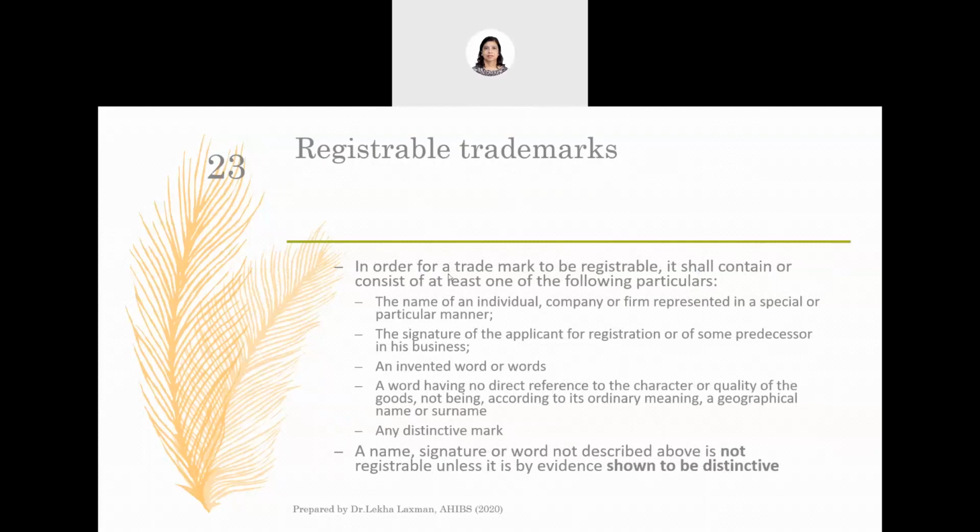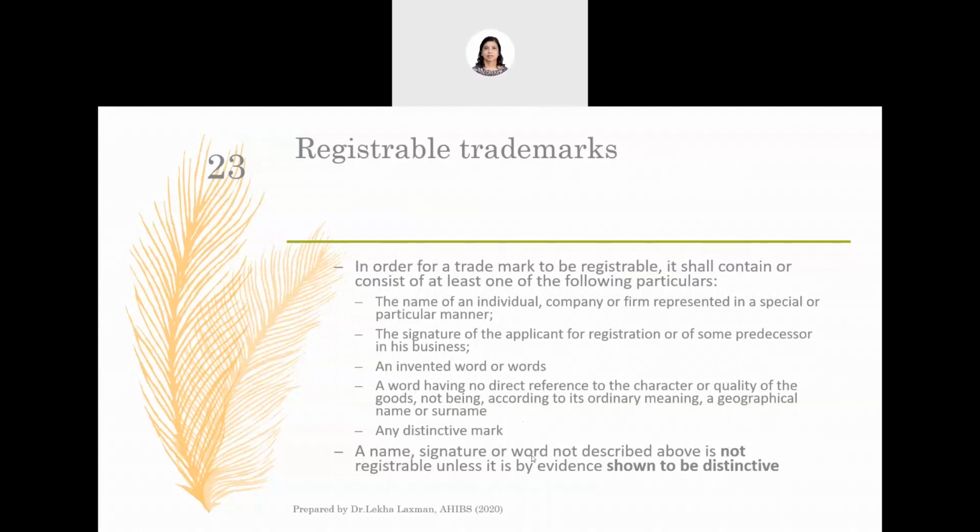Now, in order for a trademark to be registrable, it should have one of the following particulars, right? What are they? The name of an individual. Remember earlier we went through this. The signature; an invented word or words; a word that doesn't have a direct reference to character or quality, or doesn't have an ordinary meaning, or doesn't relate to a geographical name or a surname, right? Because if it's a surname, other people may have the same surname, right? Or it should be some form of distinctive mark, right?